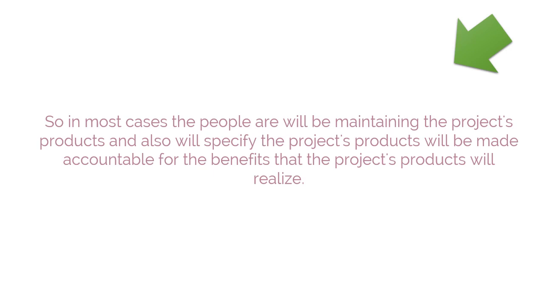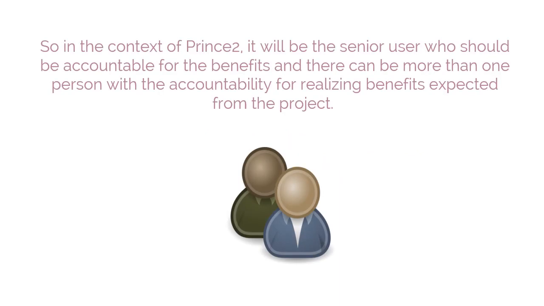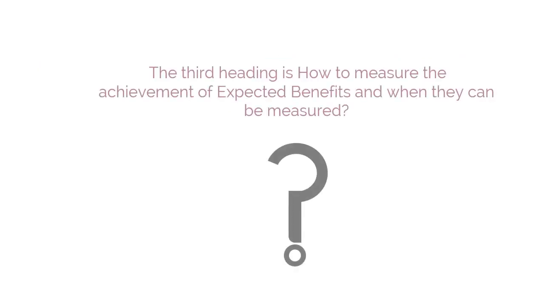So, in most cases, people who will be maintaining the project's products and also will specify the project's products will be made accountable for the benefits that the project's products will realize. In the context of PRINCE2, it will be the senior user who should be accountable for the benefits. Remembering that there can be more than one person with the accountability for realizing benefits expected from the project.